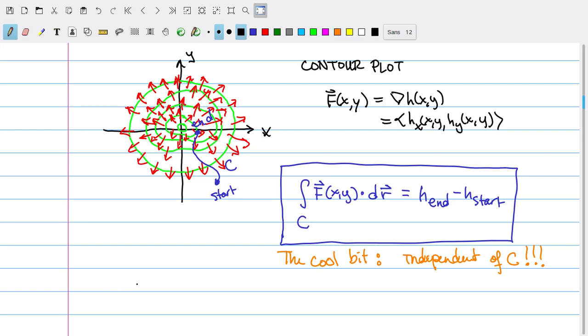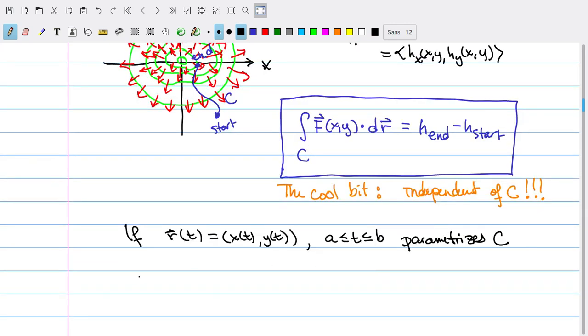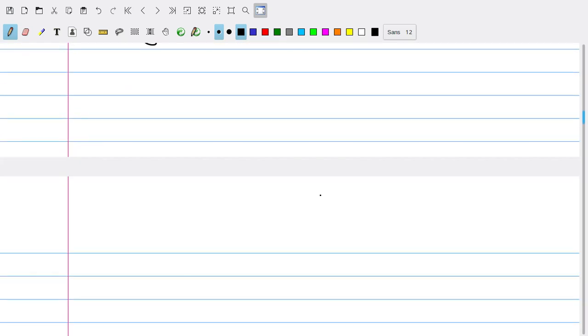In particular, if my curve is parameterized by this function r of t, then all this is saying is that the integral over the curve C of the vector field is going to be given by h of r of b minus h of r of a. In particular, it only depends on those endpoints. And this is a property in general which is satisfied by any vector field which is the gradient of a function. And remember, those are called conservative vector fields.